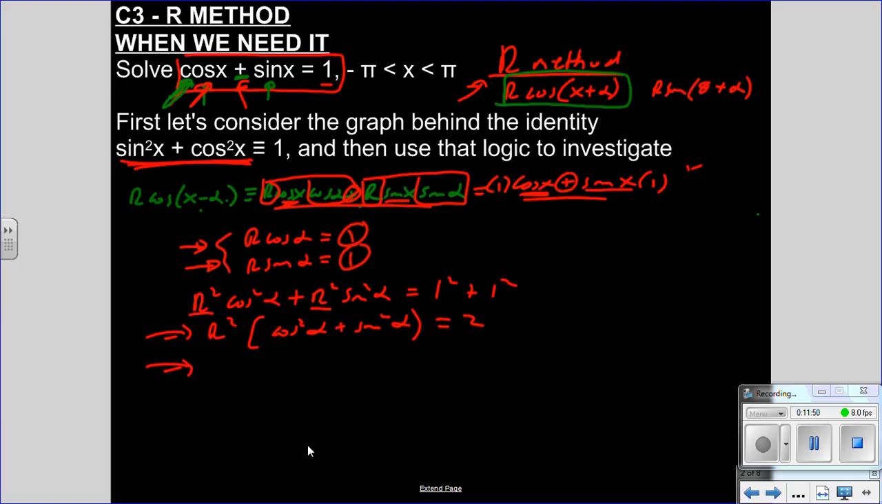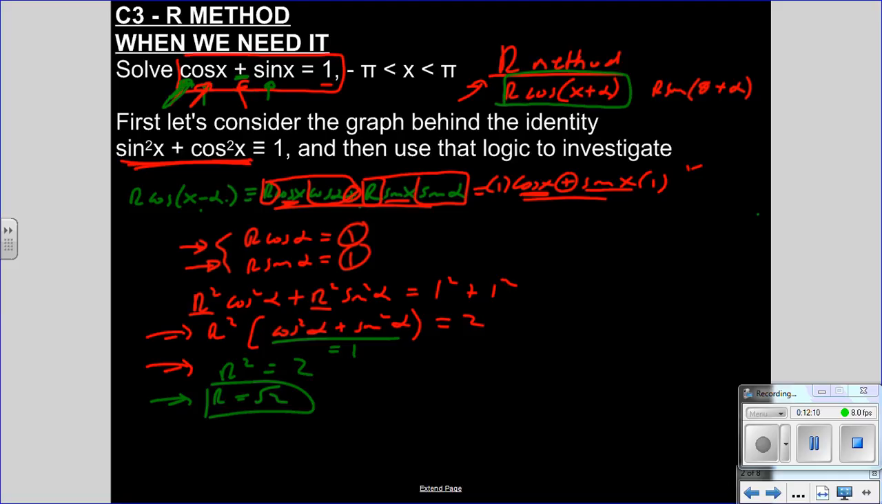We know that in every situation, cos squared plus sine squared is 1. So I'm left with r squared equals 2, so r equals root 2. Not plus or minus, because we're talking about a scale factor stretched. So r is root 2. And what is root 2?